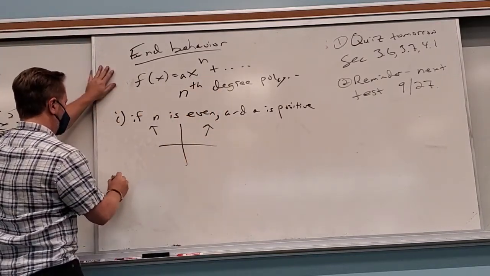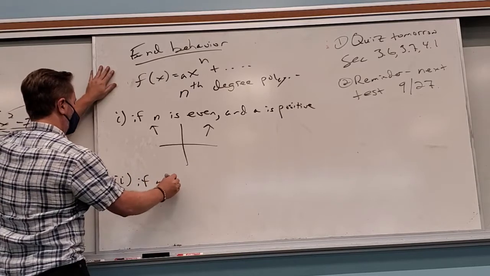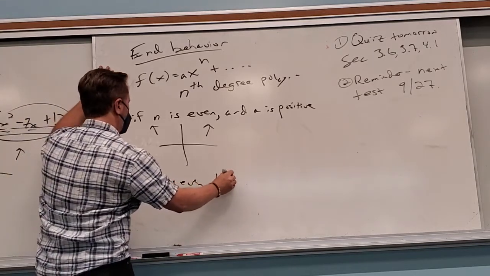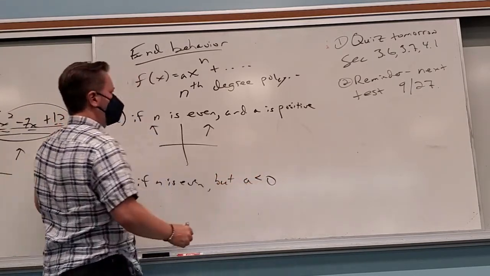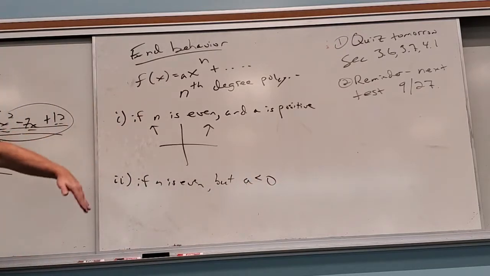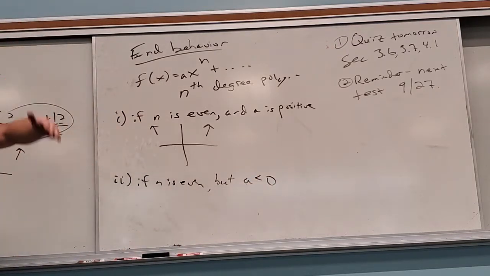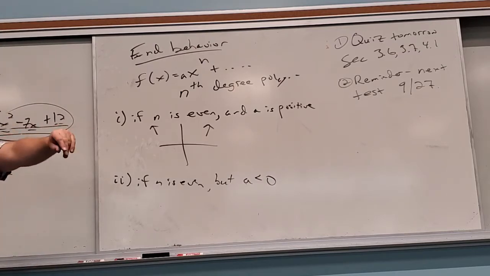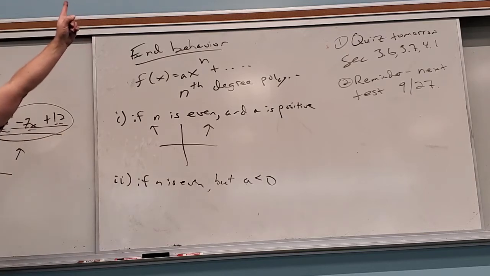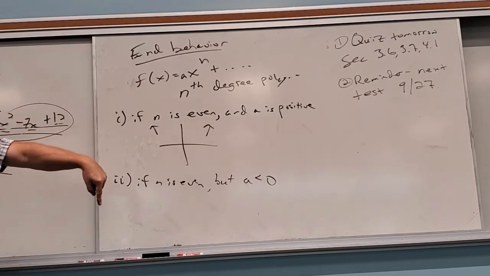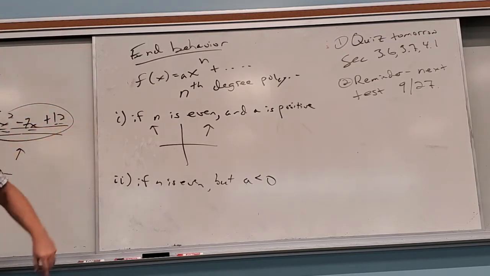What if n is even, but a is negative? Then it'll go down, just like a parabola is either opening up or opening down, right? So that makes complete sense, but now we're expanding it to be any even power. It's going to go up at the ends if a is positive. It's going to go down at the ends if a is negative, and it's going to do weird stuff in the middle maybe, right?